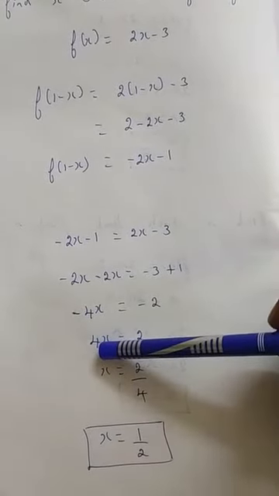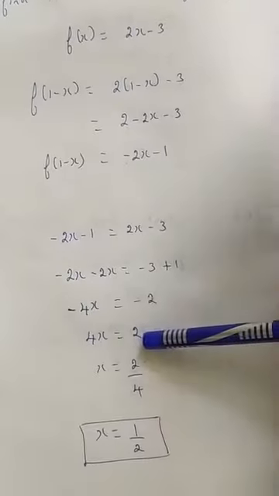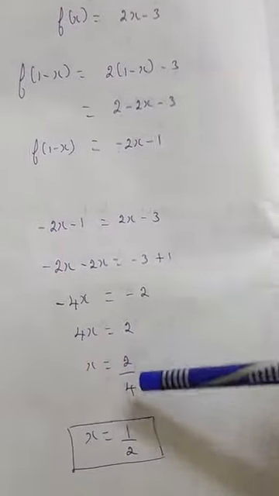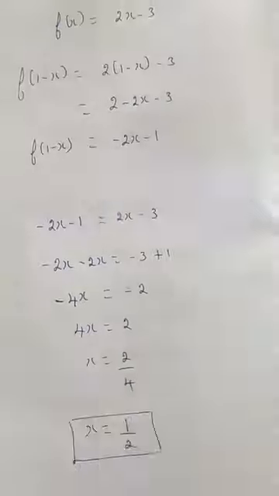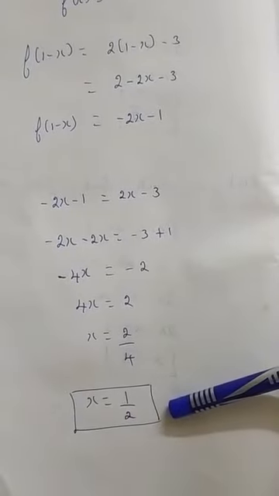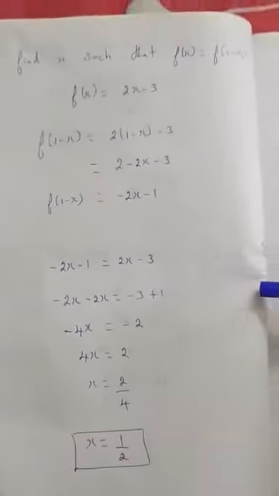So this 4 is in multiplication. If we take this to the other side, it becomes division. So 2 divided by 4. If we cancel, 2 1 times, 2 2 times. Therefore the value of x is 1 by 2, right?